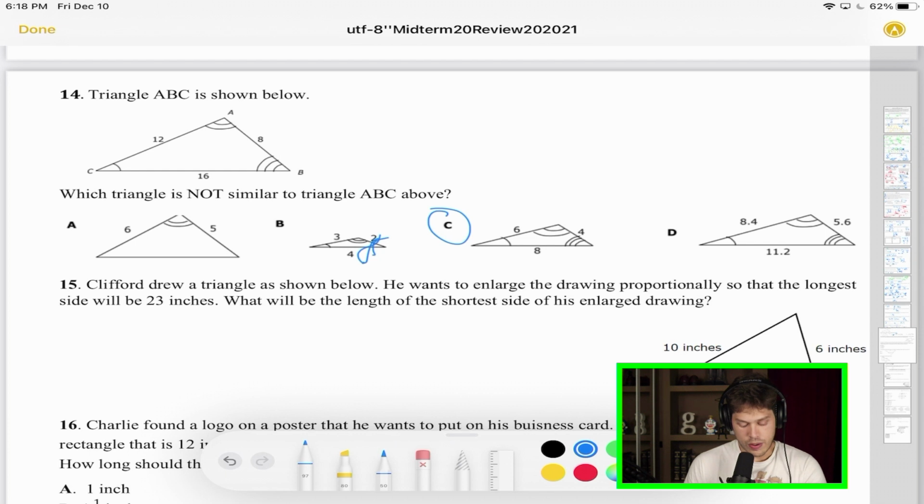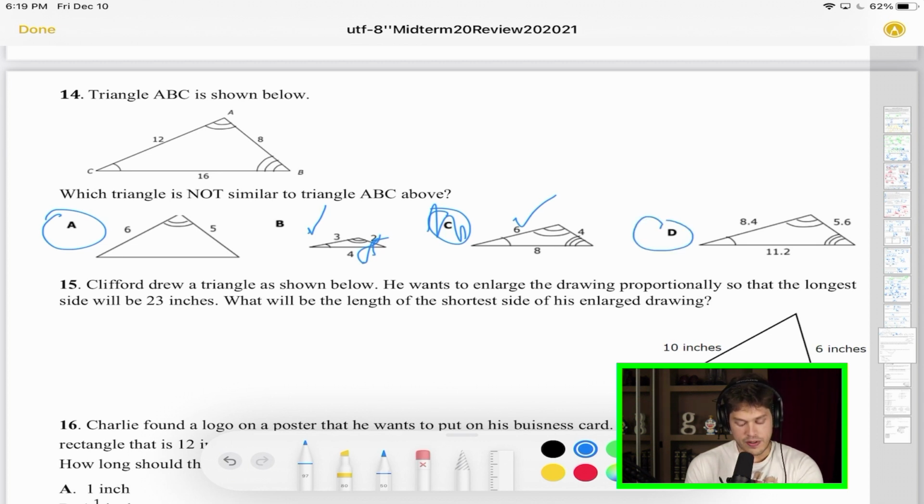Also, 12 divided by 4 is 3, 8 divided by 4 is 2, 16 divided by 4 is 4. So B is also similar. C is similar. So now we're down between A and D. How do you go from 12 to 6? You divide by 2. 8 divided by 2 is not 5, it's 4. So A is not similar. And we can figure from that D is similar.